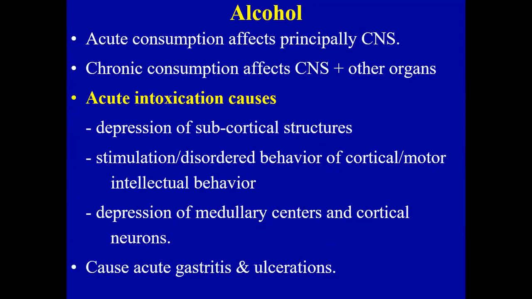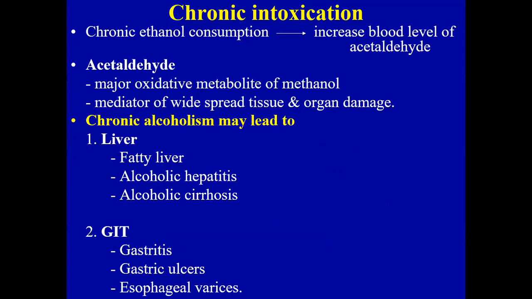Alcohol is another example of hazardous environmental disease. Acute consumption affects principally the CNS, while chronic consumption affects the CNS and other organs. Coming to acute intoxication, it causes depression of subcortical structures, stimulation and disordered behavior of cortical motor and intellectual behavior, depression of medullary centers and cortical neurons, and causes acute gastritis and ulceration. In chronic intoxication, chronic ethanol consumption increases the blood level of acetaldehyde.